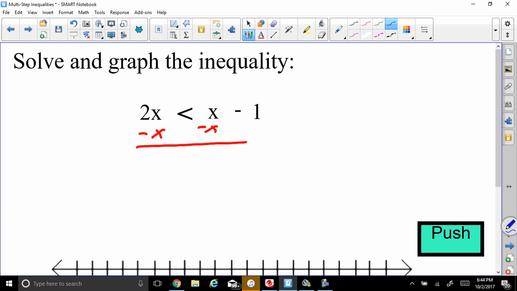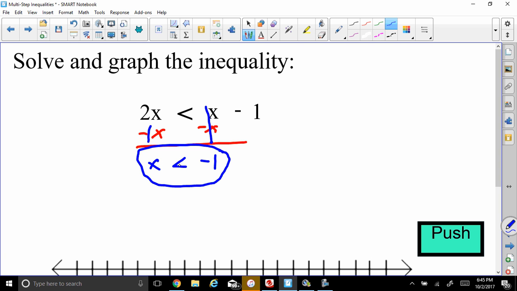What that does is gives us a little 1 that we don't have to write, but I'll write it to show you the subtraction. 2 minus 1, x is just one little x, and I don't write the 1. And these x's over here canceled out, and we have a negative 1. So our answer is going to be x is less than negative 1.